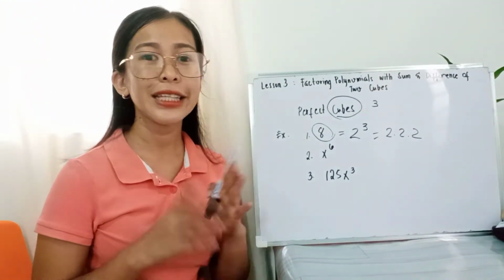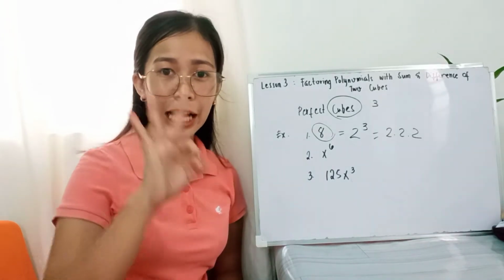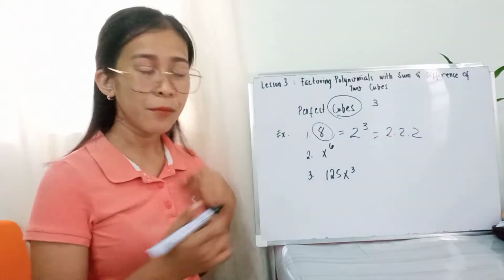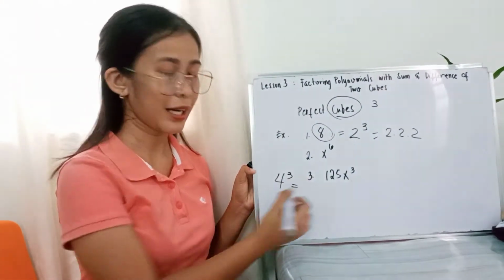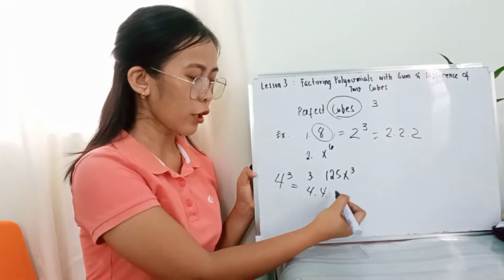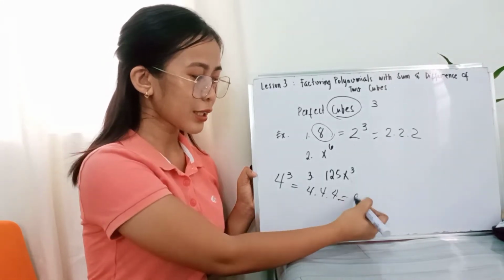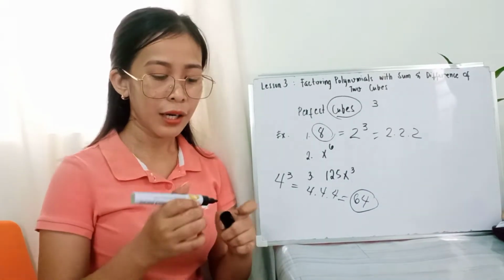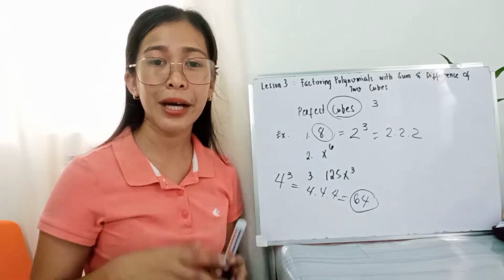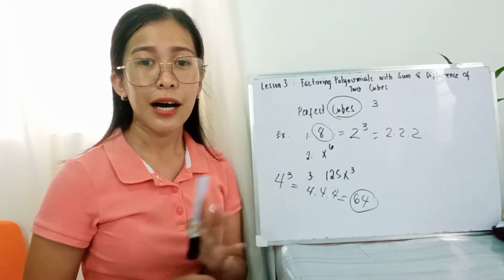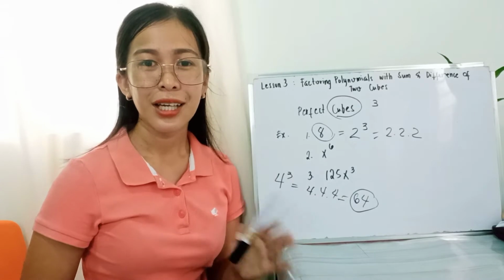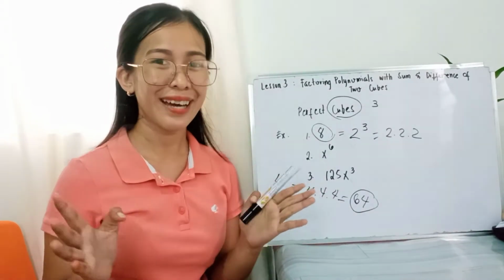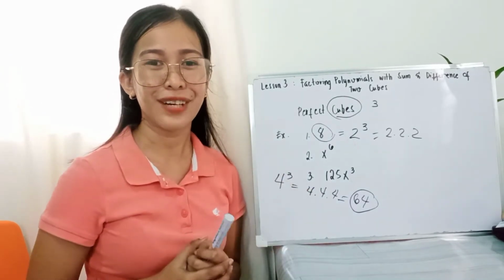Tip lang sa inyo, any number you multiply 3 times by itself, the answer would be a perfect cube. For example, 4 raised to 3. 4 times 4 times 4, di ba? So, that is 64. Therefore, 64 is a perfect cube. Kagaya lang din to ng definition ng perfect square, no? So, wag natin masyadong pakomplikahin ang mathematics kasi nga math is really fun, right?